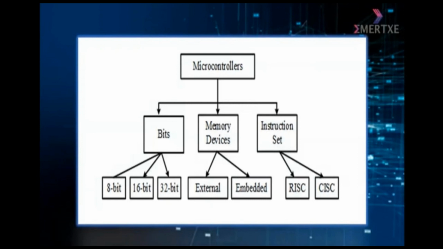Let me explain in detail about the classification of microcontrollers. It has three subunits: bits, memory devices, and instruction set. Bits are further classified into 8-bit, 16-bit, and 32-bit. Memory devices are further classified into external memory devices and embedded memory devices. Instruction set is further divided into RISC and CISC. RISC stands for Reduced Instruction Set Computer and CISC stands for Complex Instruction Set Computer.